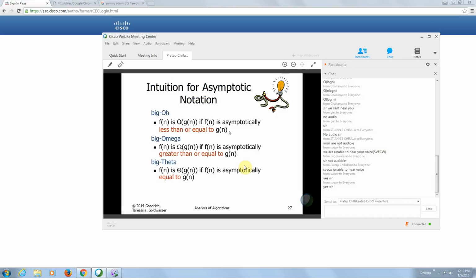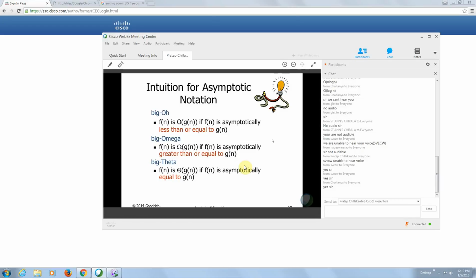What is the intuitive notion of the big O and the big omega and then the big theta, right? So big O deals with less than or equal to between f(n) and g(n). Whenever you're talking about these, you have to have two functions, f(n) and g(n). If f(n) is asymptotically less than or equal to g(n), that is big O. If it is greater than g(n), it is big omega. And if it is equal, then it is big theta.